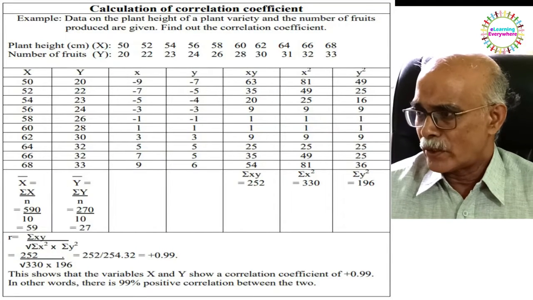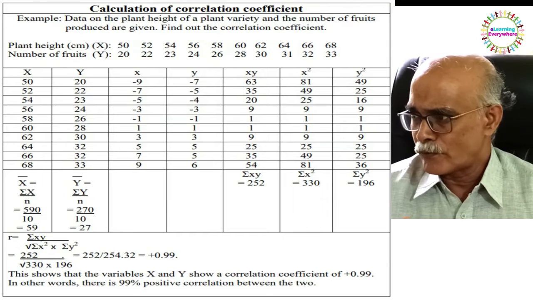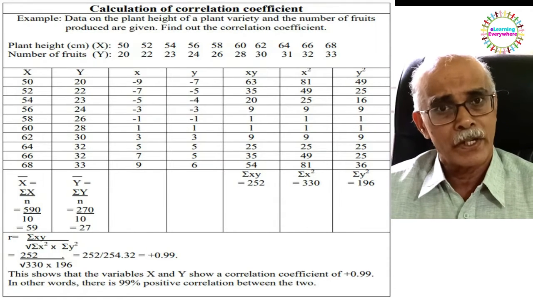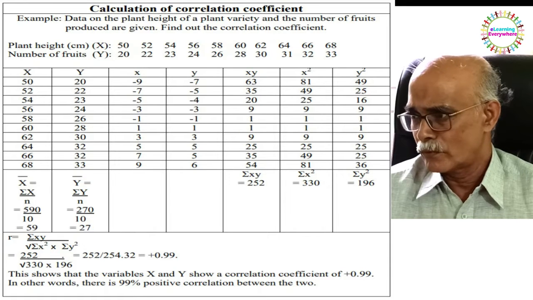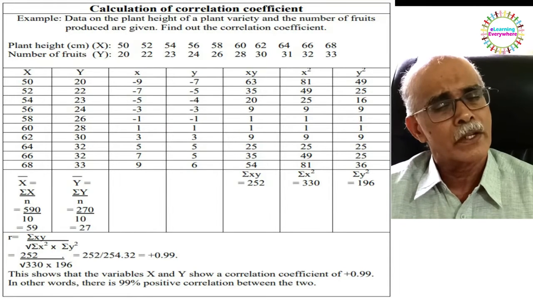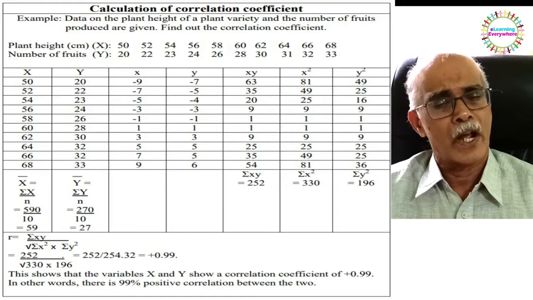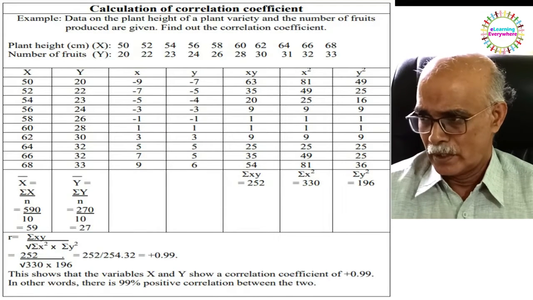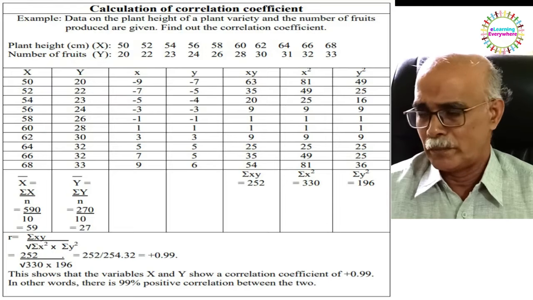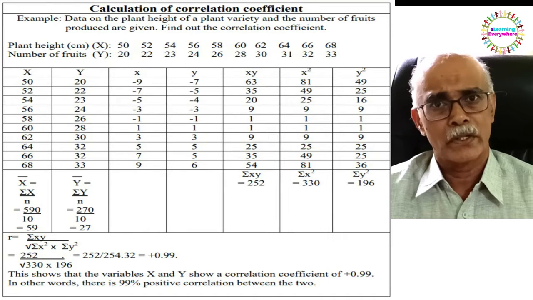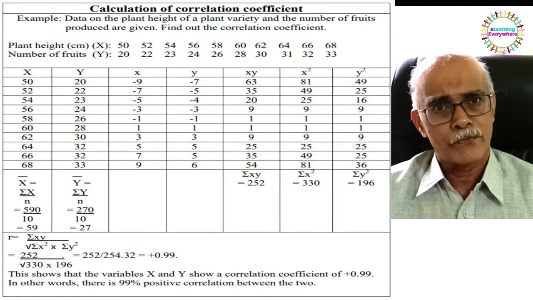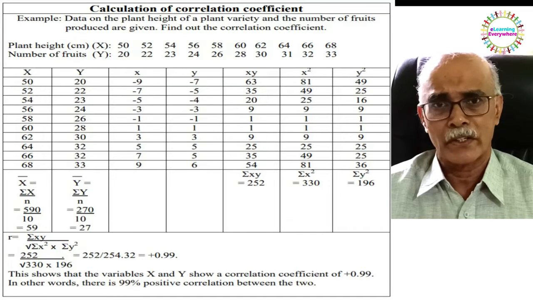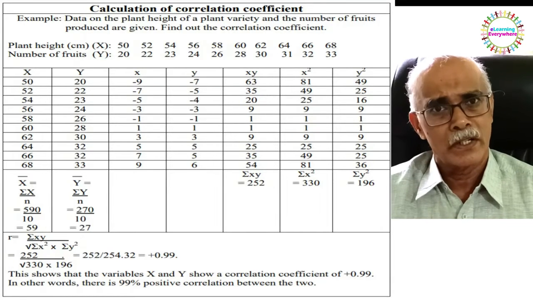Data on the plant height of a plant variety and the number of fruits produced, and you are asked to find out the correlation coefficient. Plant height is given in centimeters and is taken as x, the first variable, and number of fruits is taken as y, the second variable. So the values are given.